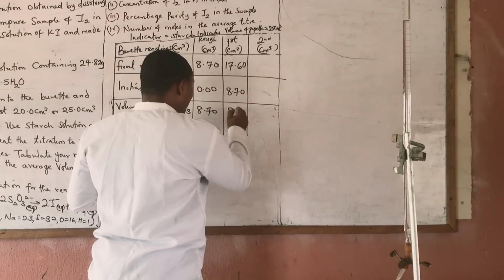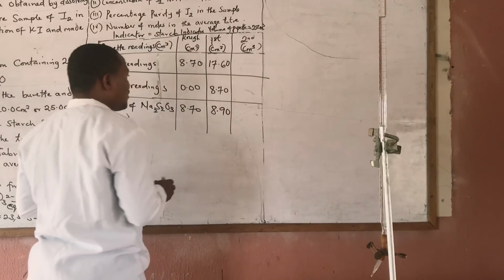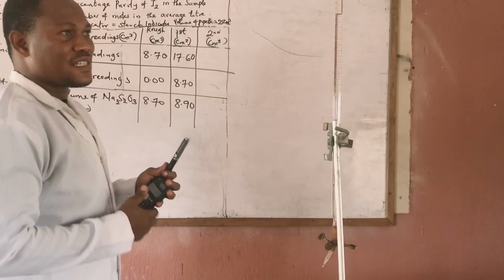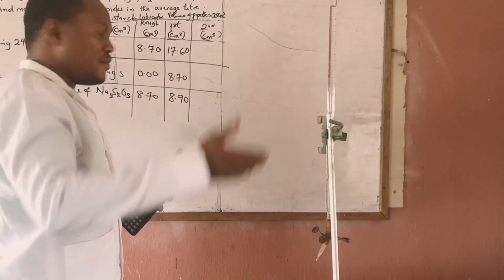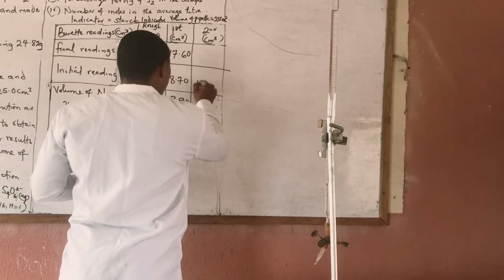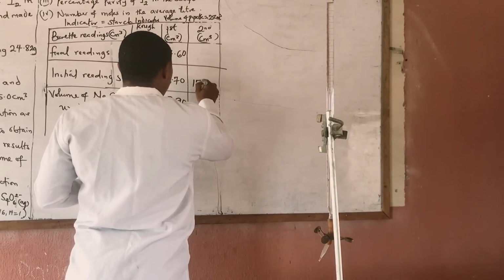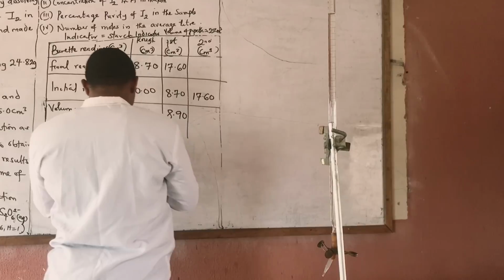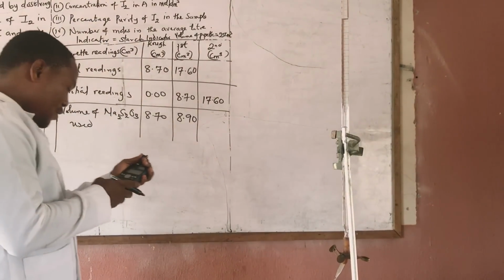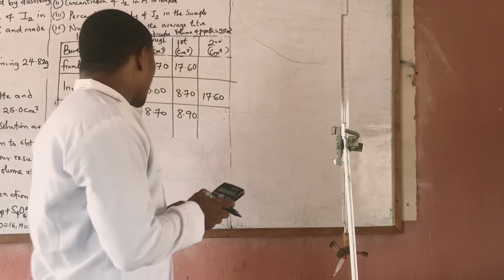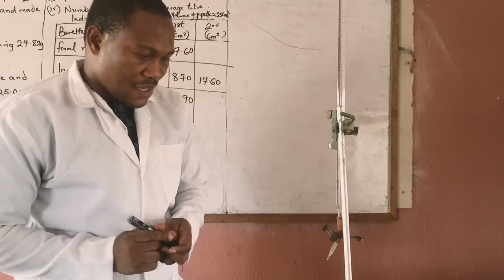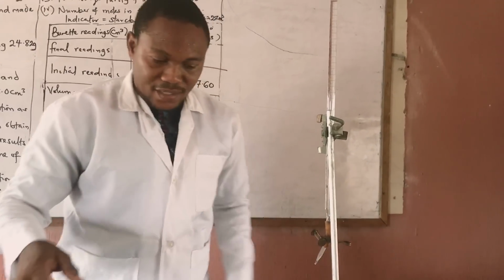8.90. Can we see that now? So we can decide to start from that 17.60 again, because you have a whole lot of thiosulfate in the burette. So I can have 17.60 here. So let's see what we are going to have. Okay, so let's titrate again.